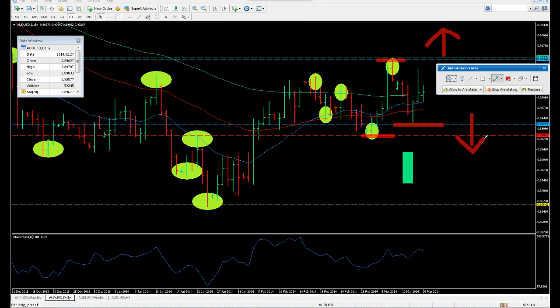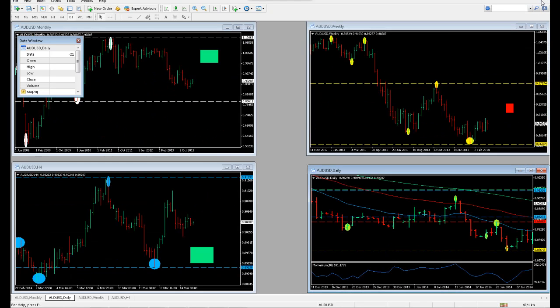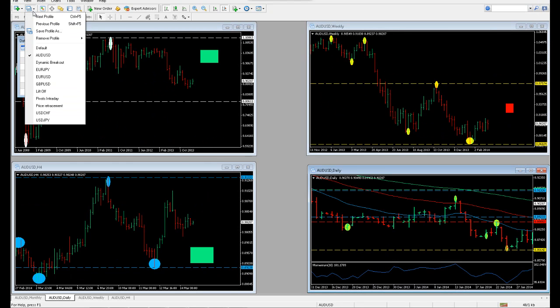So let's let the market guide us. Let's not have any bias towards these levels. Okay, so those are the levels that we should be looking at for the week ahead. So now let me carry on to the other currency pairs.